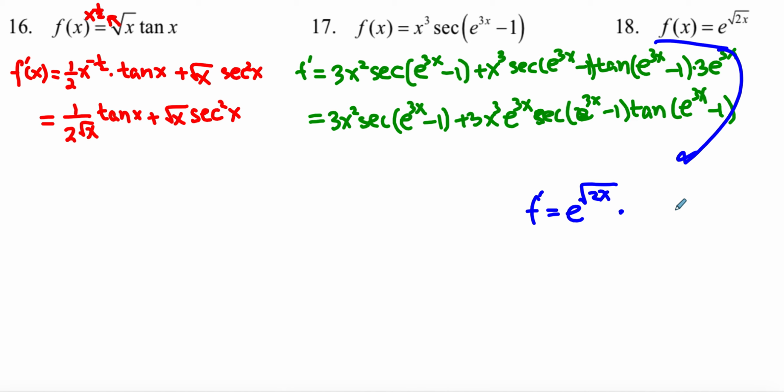But the derivative of square root of 2x becomes, remember, a square root becomes 1/2 as an exponent, so we end up getting 1/2 and 2x to the negative 1/2 power. But by the chain rule, we have to multiply that by 2. Then of course these 2s cancel out. So when we clean this one up a little bit, we end up getting e to the square root of 2x over square root of 2x as our final answer.